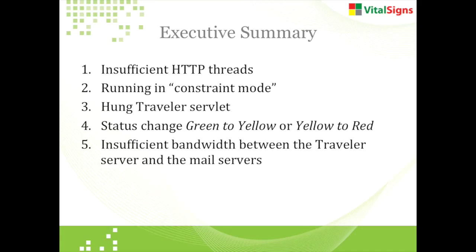The first thing that can go wrong is having insufficient HTTP threads. The next thing is a Traveler server running in Constraint Mode. The third thing is having a hung Traveler Servlet. The fourth thing is the Traveler status changing from green to yellow or from yellow to red and nobody noticing. And finally, number 5 is having insufficient bandwidth between the Traveler server and the mail servers that the Traveler server needs to talk to get the user's mail data.